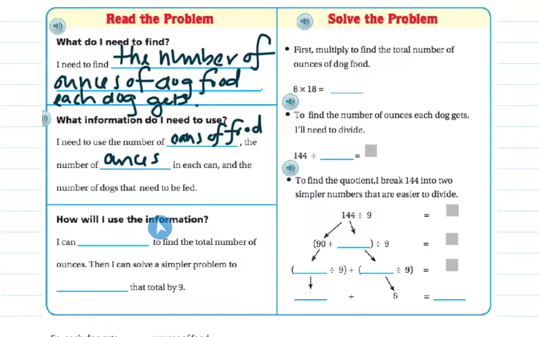Next, how will I use the information? I can multiply to find the total number of ounces, and then I can solve a simpler problem to divide that total by 9. So first, we're going to solve the problem. First, multiply to find the total number of ounces of dog food.